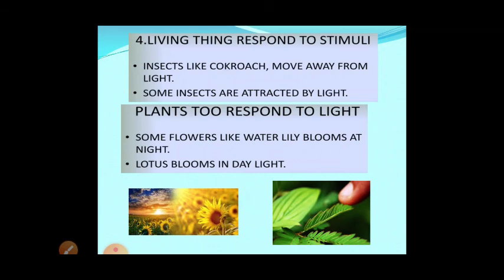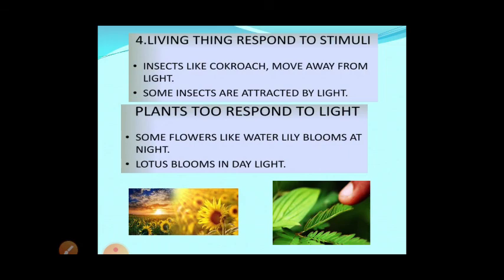Living organisms also move on their own from one place to another place, which is not possible for non-living things. They can't move on their own. These are the main and particular characteristics of living organisms which we cannot see in non-living things.